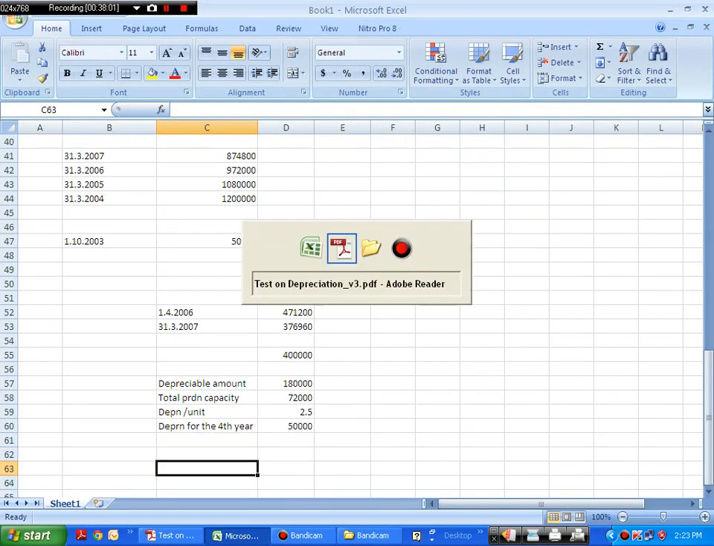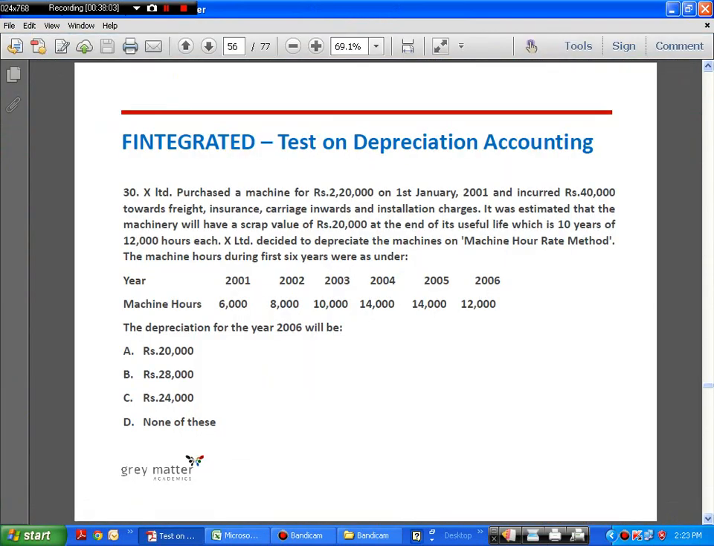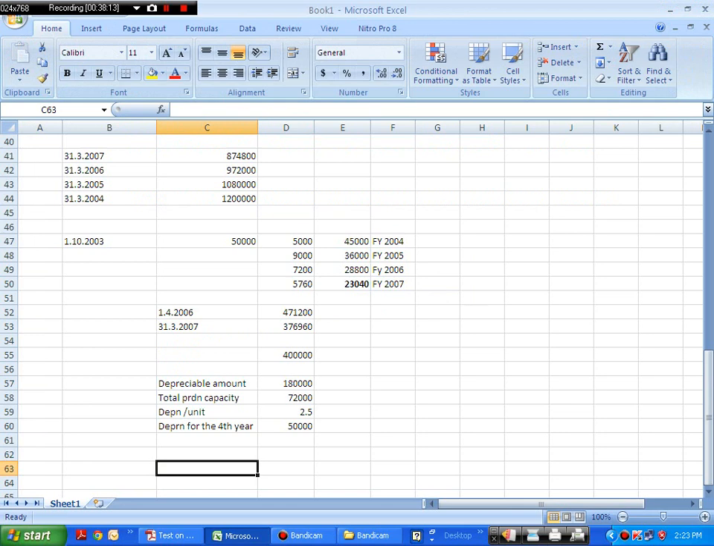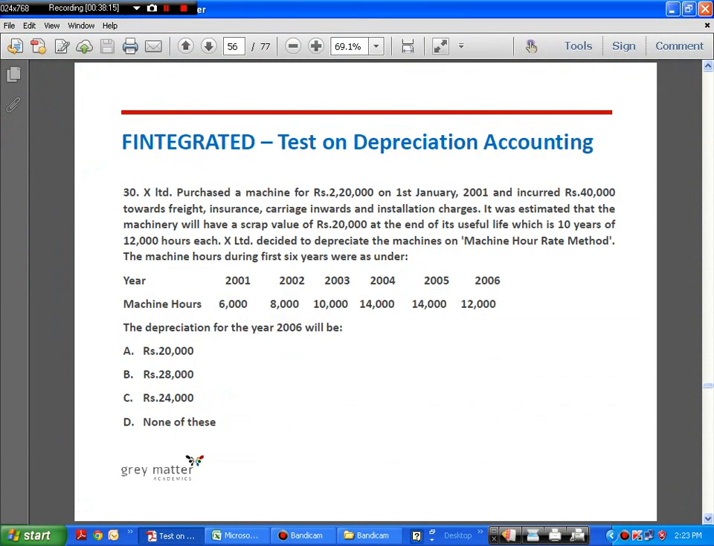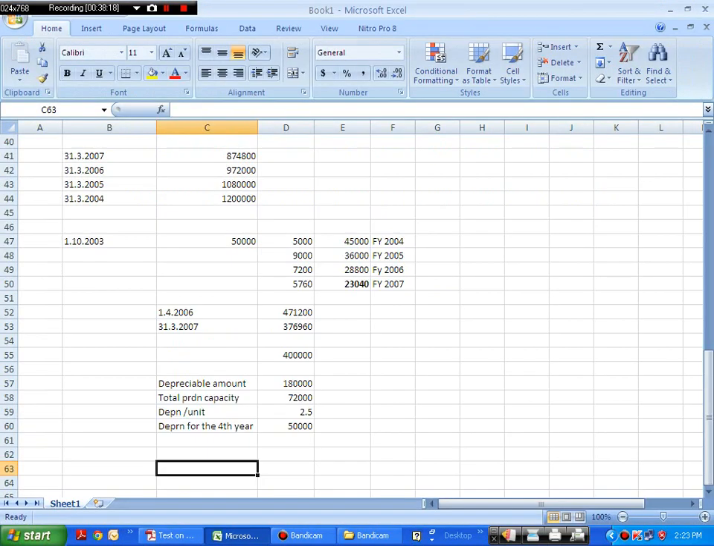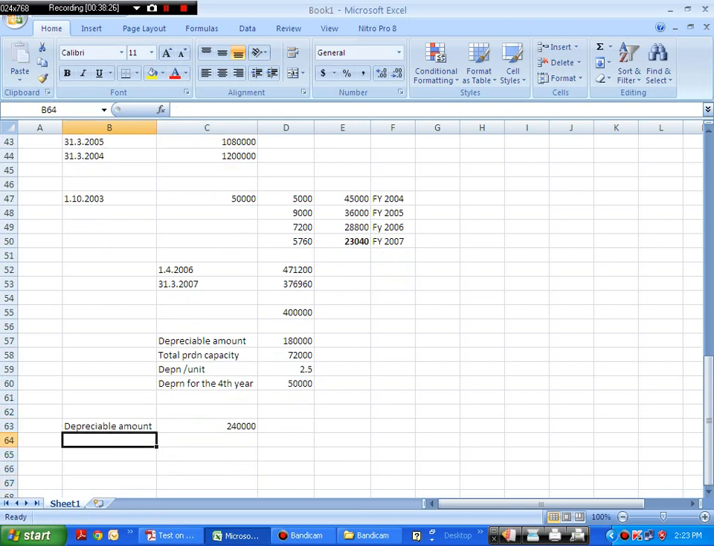And the estimated useful life of the asset in terms of machine hours is 1,20,000 hours, which is 12,000 hours into 10 years of life. So essentially we have to write off 2,60,000 minus 2,40,000. This is the depreciable amount, and this is to be written off over machine hours over its life, 12,000 into 10.